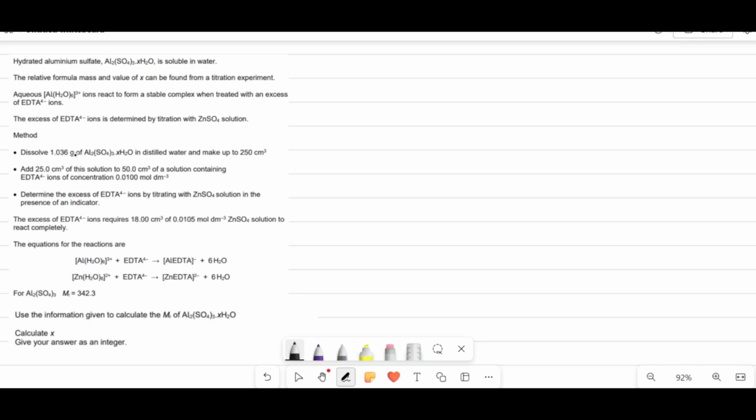So I can see that there is a mass here. So I'm going to write mass, or M, if that works for you. 1.036 grams. Who does that belong to? Al2(SO4)3.xH2O. Next, keep reading, and it makes up to 250 centimeters cubed.